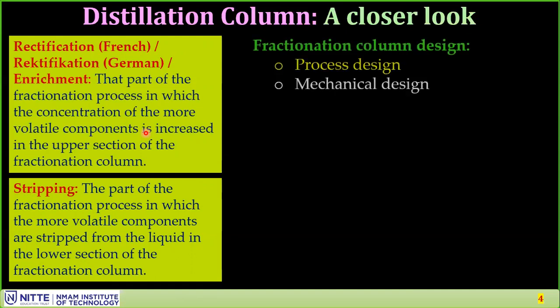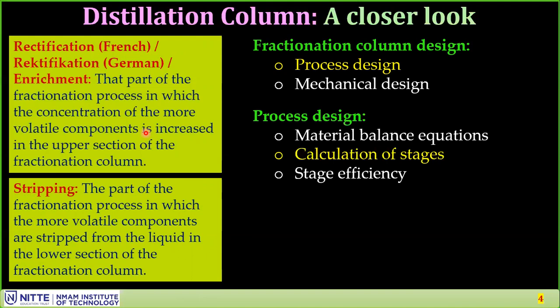That is the enrichment. When you design a fractionation column, there are two main aspects. One is process design, second one is mechanical design. Let us concentrate mainly on the process design concept, where you come across material balance equations, you calculate the number of theoretical stages required, even practical stages based on stage efficiency. Mechanical design includes the tower height, diameter, and other mechanical aspects of the tower, whereas process design thinks about the process flow parameters and theoretical, that is the equilibrium stages in detail.